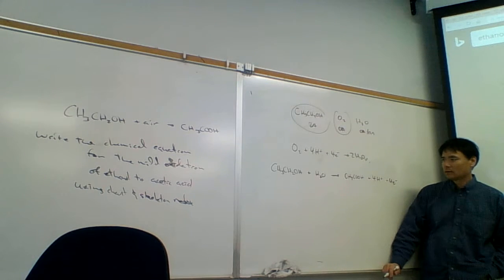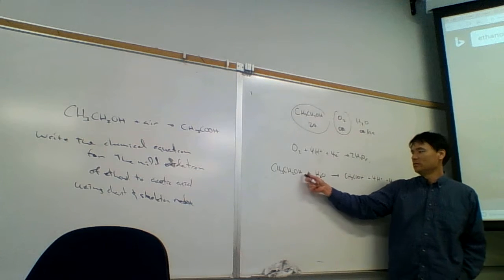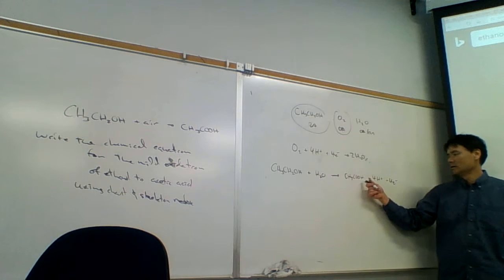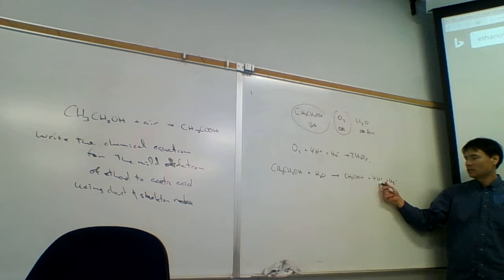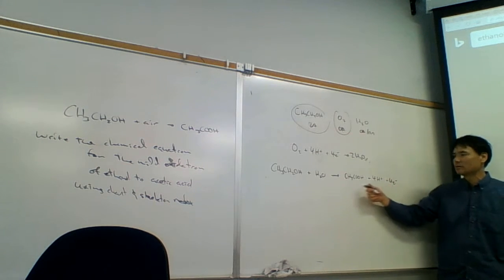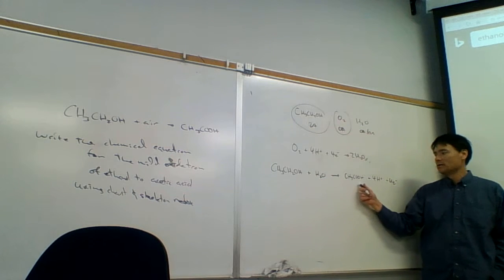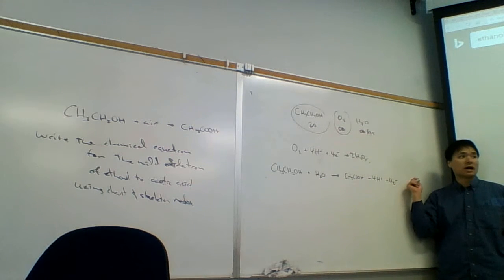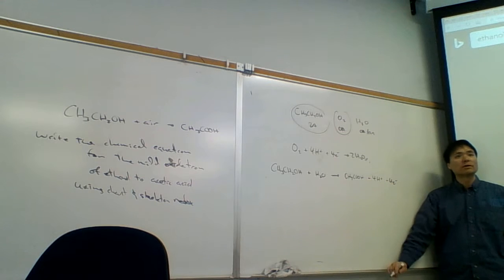What is that? The charge. So ethanol is 0 charge, water is 0 charge, acetic acid is 0, H is positive, so we have 4 positive and 4 negative charges. Those cancel each other out. So 0 charge on the left, 0 charge on the right. And so this checks out. This looks good. So that's the way we're going to check it.